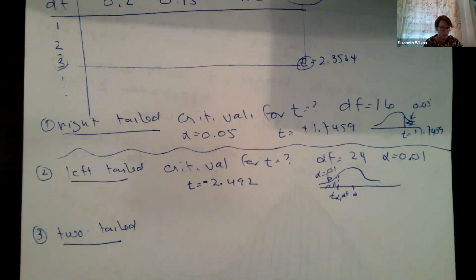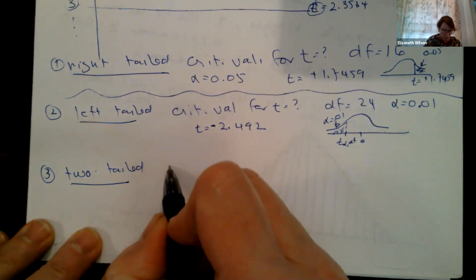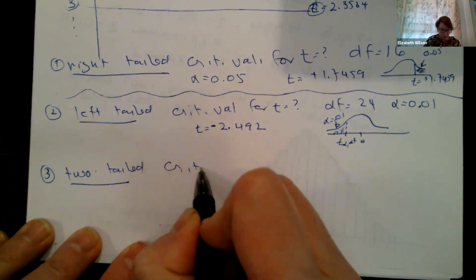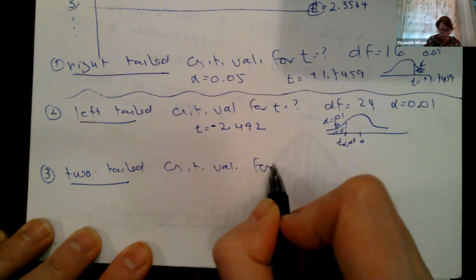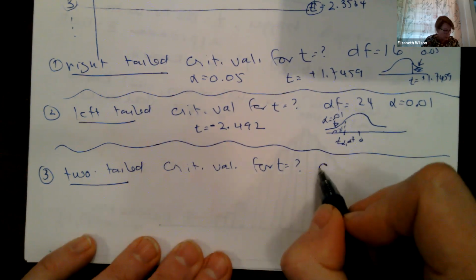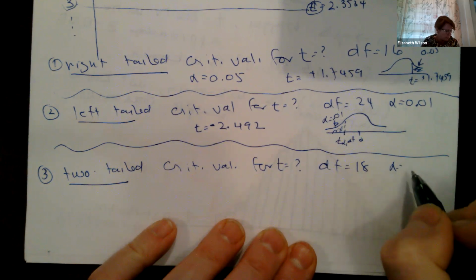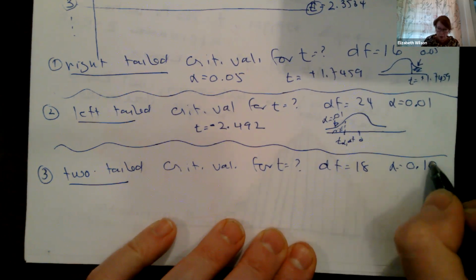test. So now on a two-tailed test, how we do this is, we're looking for a critical value for t. What's that going to be equal to? That's what I'm looking at in my graph. So in this case, my degree of freedom is 18. These are just examples. My alpha equals 0.1.